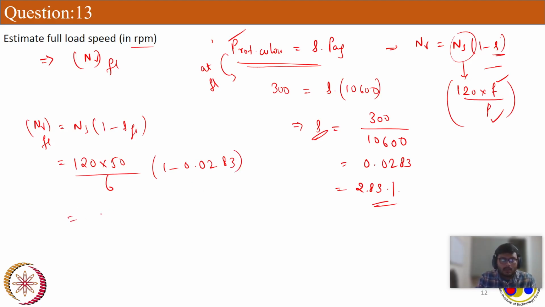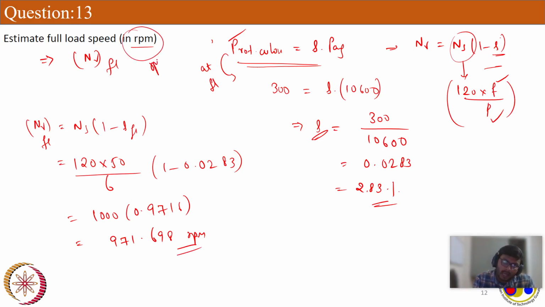It's 1000 into 0.9716. It's 1000, right? Yeah, okay. It's 971.698 units will be RPM. If the problem is asked in RPS, mechanical RPS, you don't take 120 f by P here. You take 2 f by P, because it will be divided by 60 and RPM will be converted into RPS, revolutions per second. Okay.